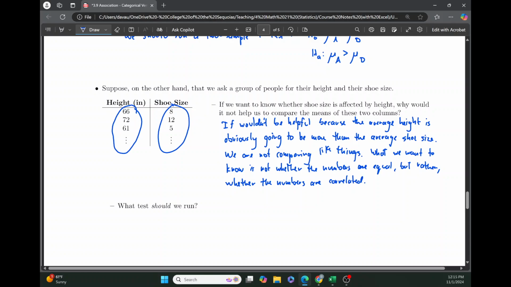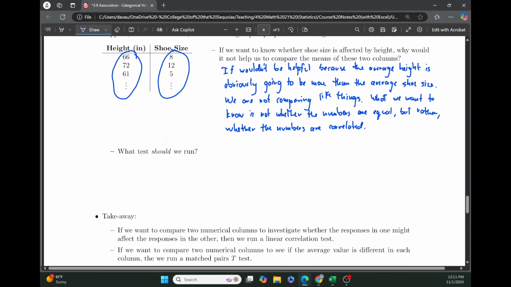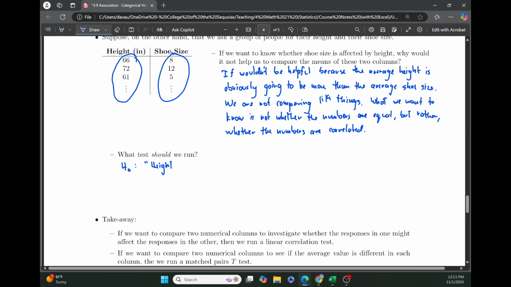So what test should we run here? Well, here we should run a test for independence, right? We should say our null hypothesis should be that height and shoe size are independent. And the alternative should be that those variables are dependent.